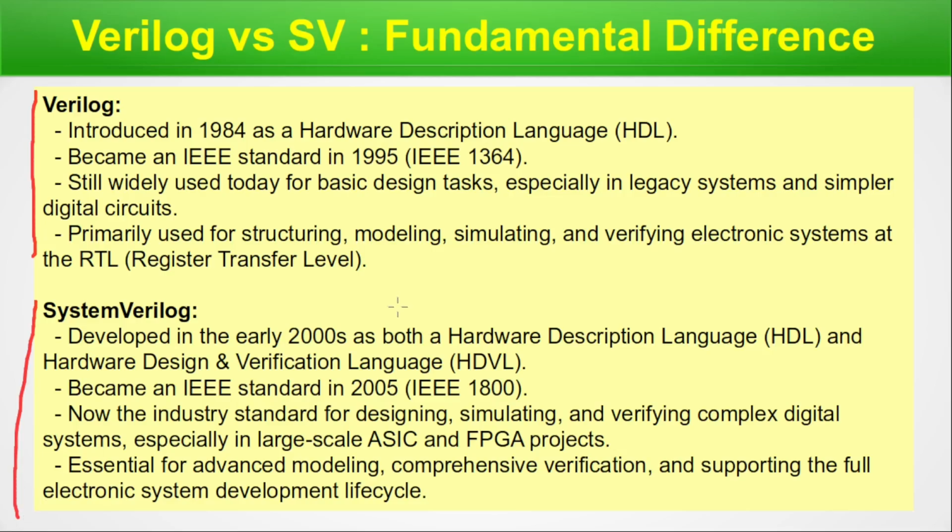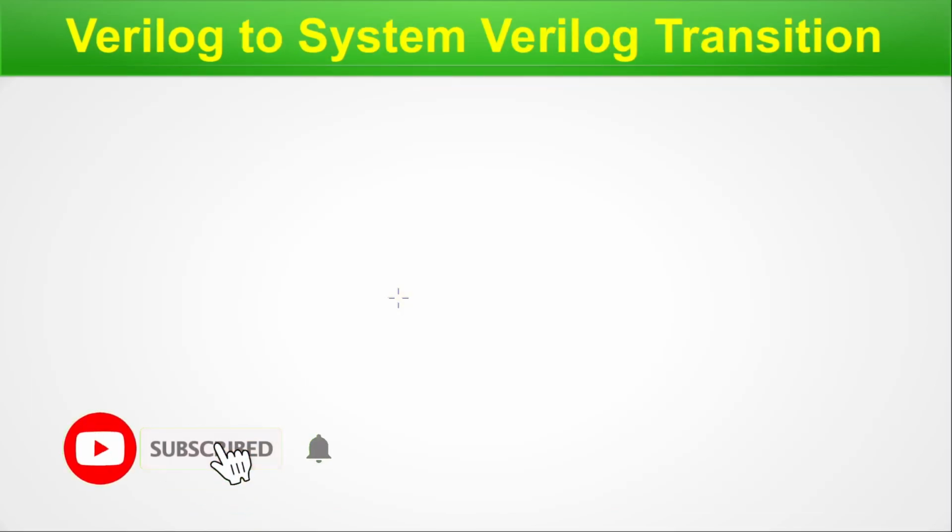Here is a very compact summary. So you can see their timelines, their standardization, their targeted usage, everything. Now we are done with this particular slide, so we will move on to the next slide. Verilog to SystemVerilog transition. Here I would like to say a few words. Verilog has moved through a couple of generations and SystemVerilog has also moved through a couple of generations, and there is a cross coupling of them, and now SystemVerilog is a superset of Verilog. Let us see these timelines.